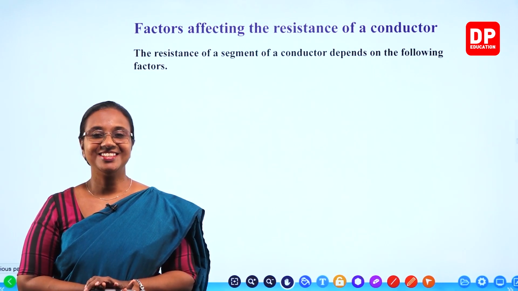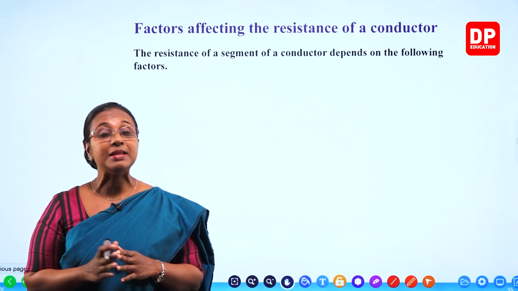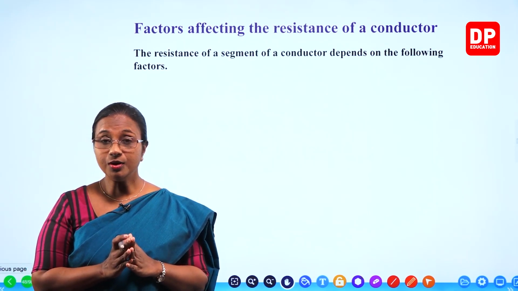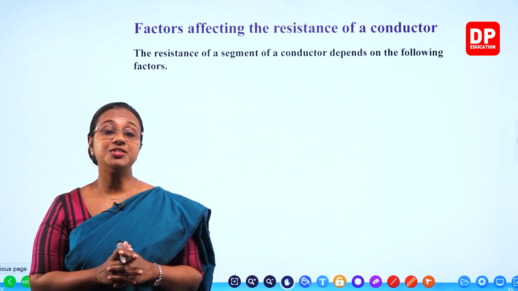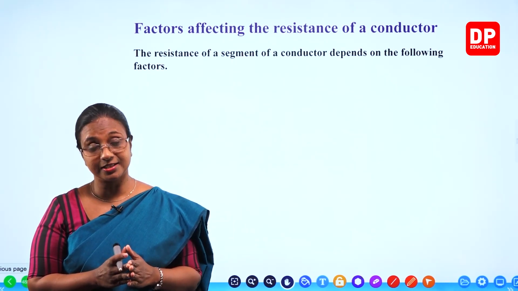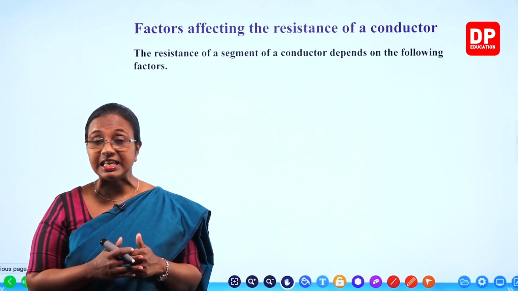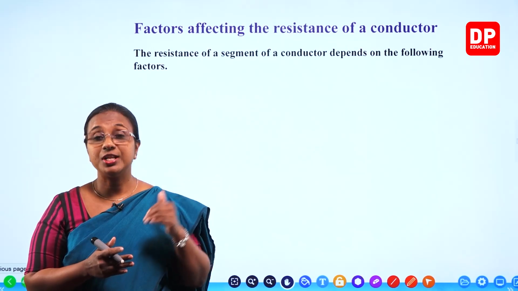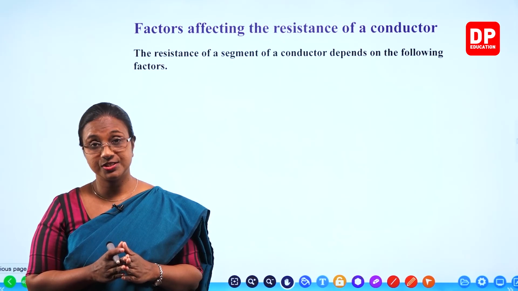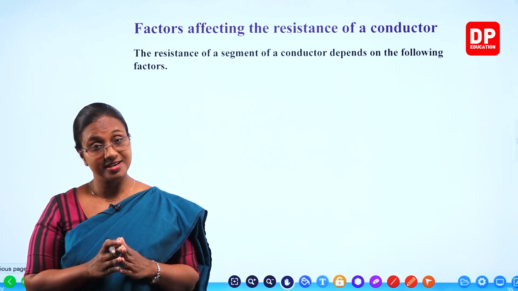Hello my dear students. I am going to continue the lesson on current electricity. In the previous chapter we discussed Ohm's law. What is Ohm's law? At constant temperature, the current is proportional to the potential difference across a conductor. From that relationship, you get potential difference divided by current, which is a constant, and that constant is what we call the resistance of the conductor.